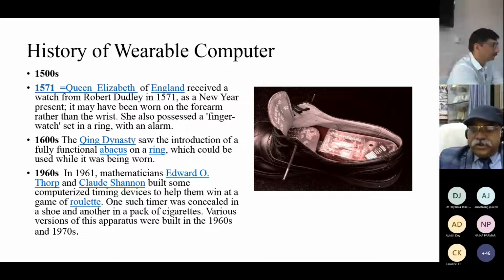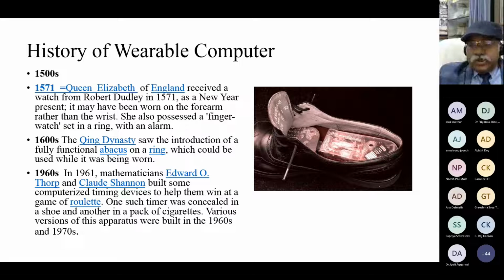From the 1960s onwards, it took a different shape. Awareness has increased, along with the facilities for designing the processor, the memory, and other components which can be used for this kind of experimentation and particularly miniaturization. So it started, and the mathematicians Edward O. Thorpe and Claude Shannon built a computerized timing device to help them win at a game of roulette. One such timer was concealed in a shoe. The figure is shown on the right side. It shows the size of the shoe and the computer, which is put inside the shoe and can be worn. It is a wearable computer which was invented in 1961.